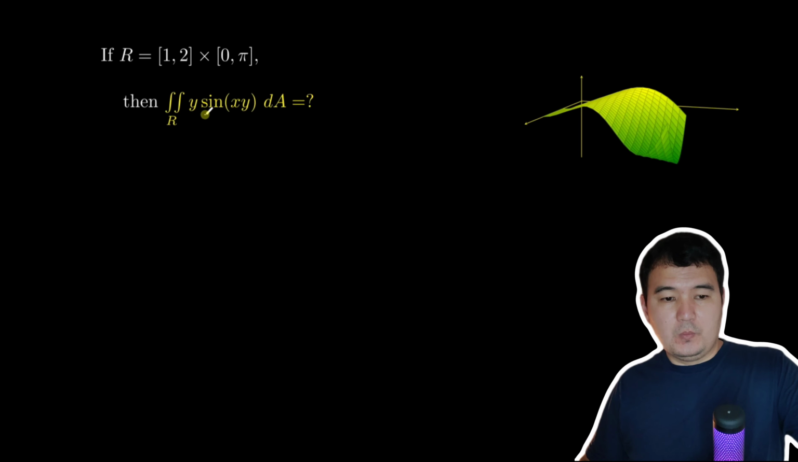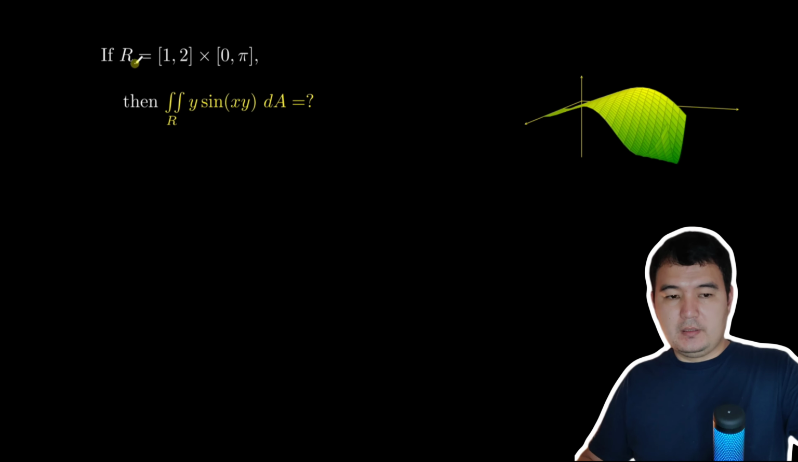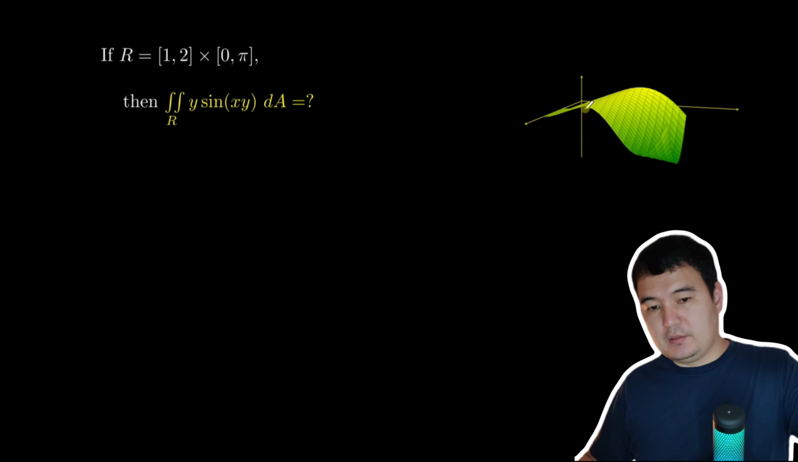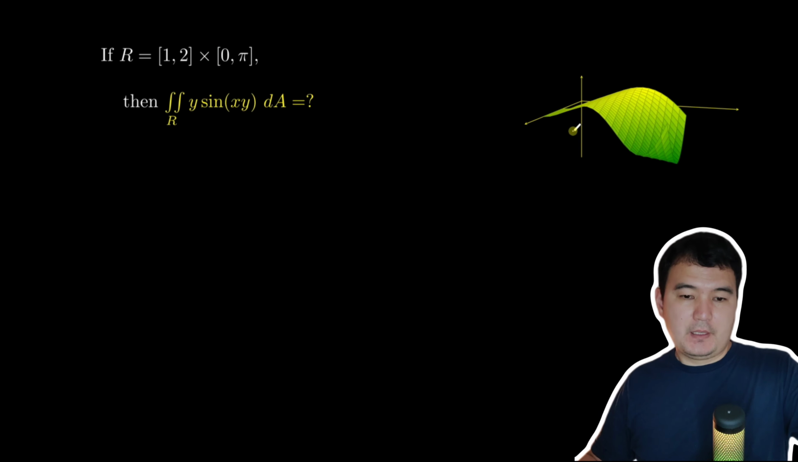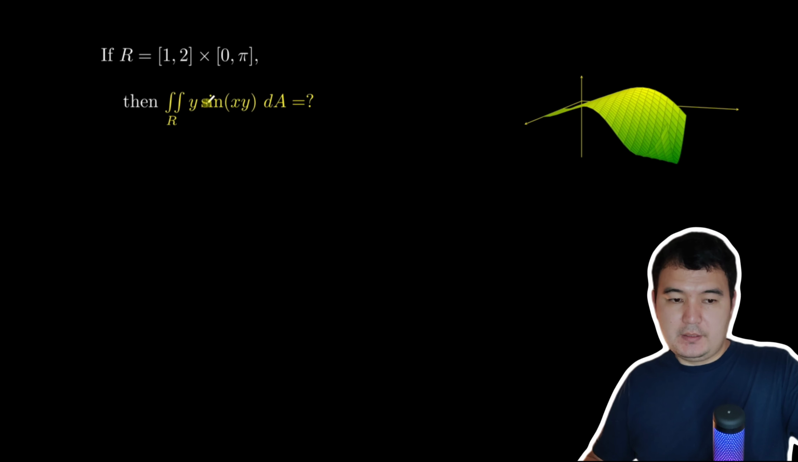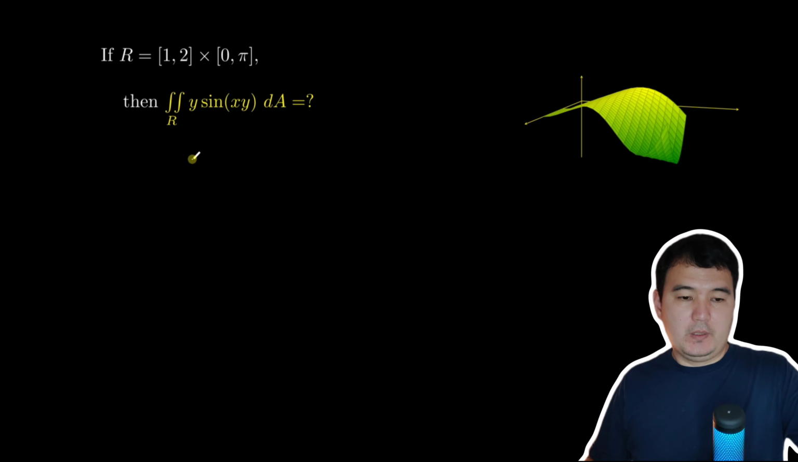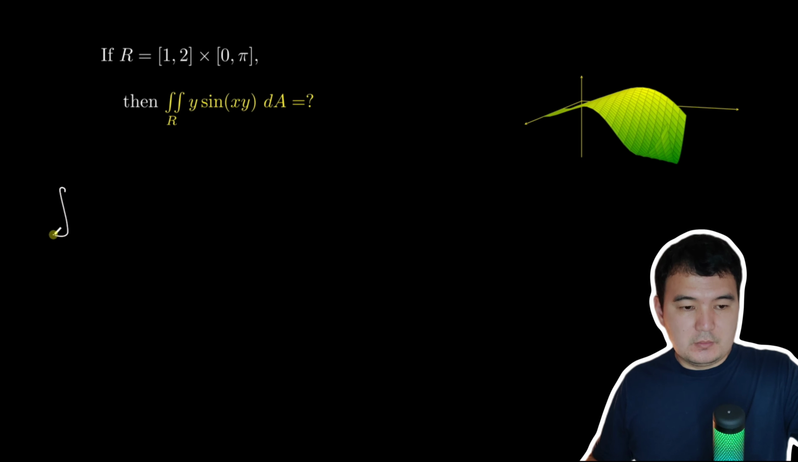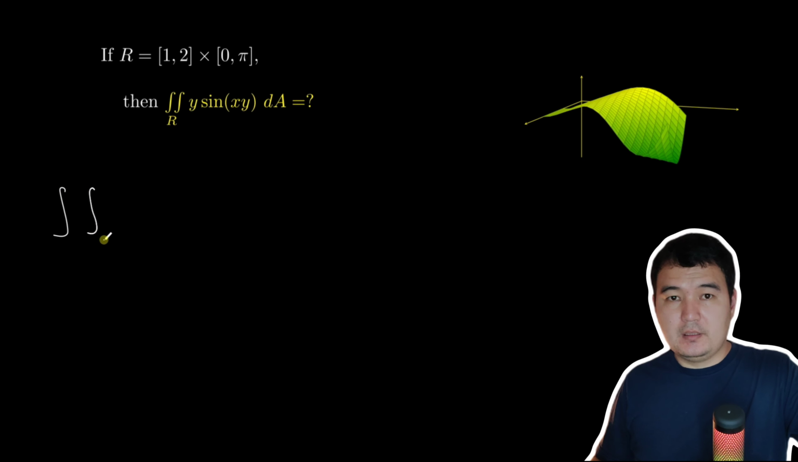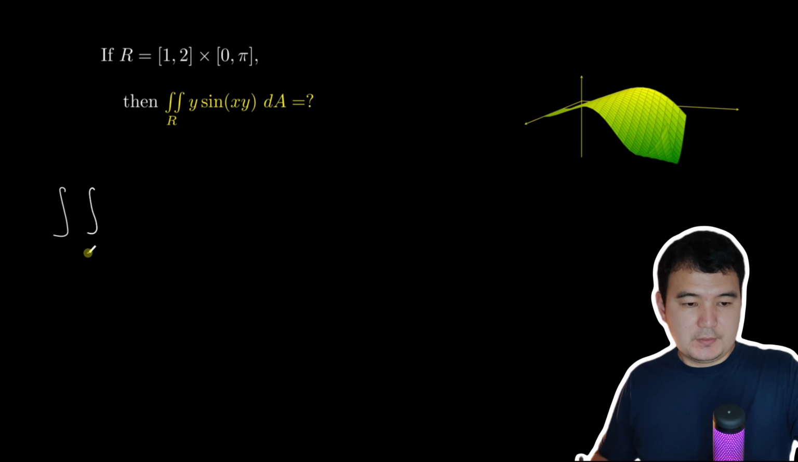the integral of y sine xy over the following rectangular area. So the surface is the following, and we'll be finding the integral of that. So first, I'm going to do this integral with respect to x first and then y. So let's rewrite this as iterative integrals.